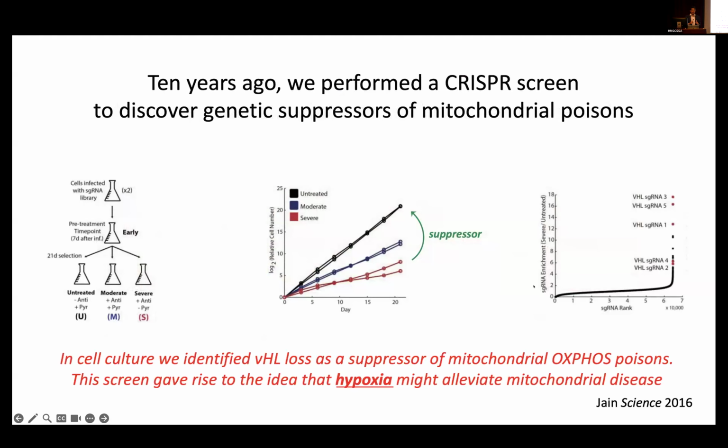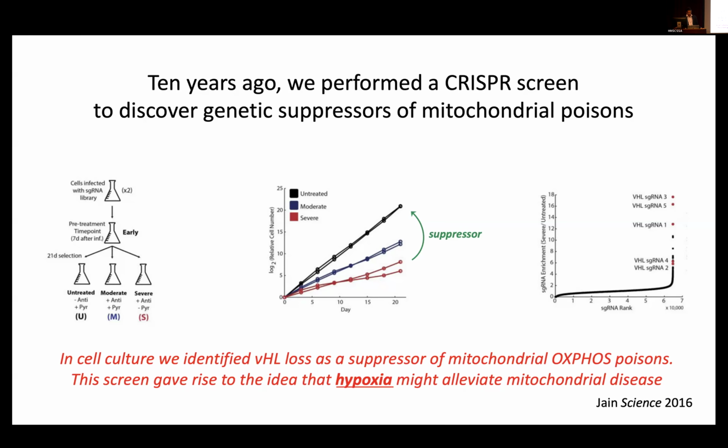So 10 years ago, right when CRISPR technology became available, we received from Feng Zhang a genome-wide CRISPR library, and we did the following screen. We basically CRISPR mutagenized cells, and then we added different types of mitopoisons. When you add mitopoisons to cells in culture, you get a proliferative defect. And we were looking for a suppressor that would suppress the mitochondrial toxicity. When we looked at about 60,000 guide RNAs, guide RNAs number 1, 2, 3, 12, and 14 all corresponded to the same gene, and that gene was von Hippel-Lindau.